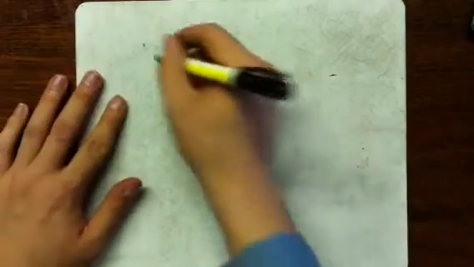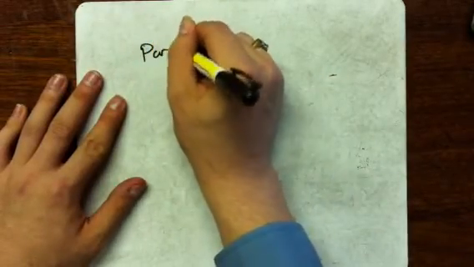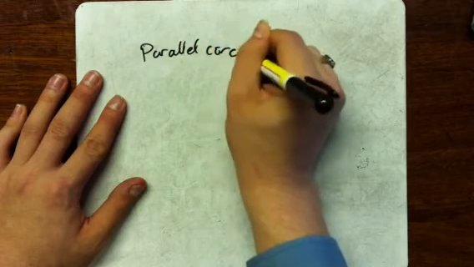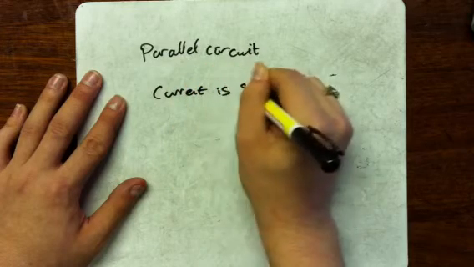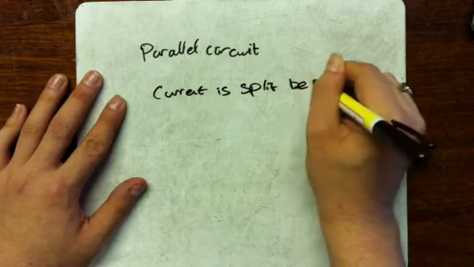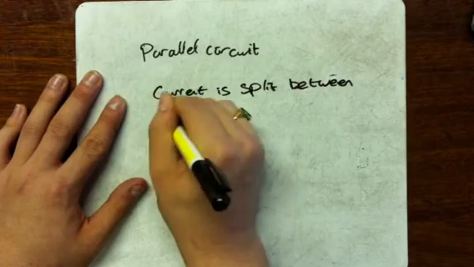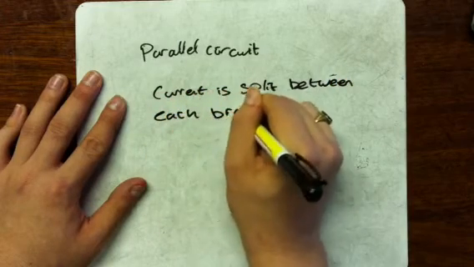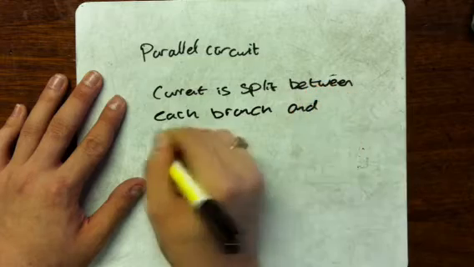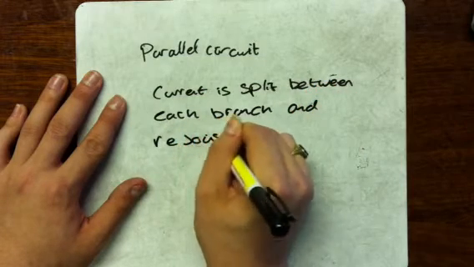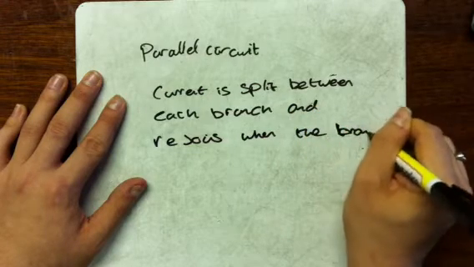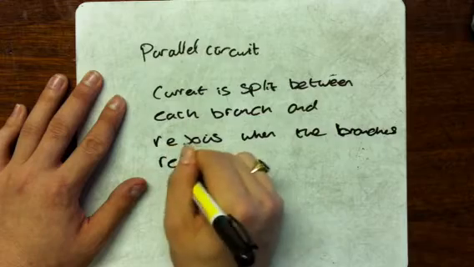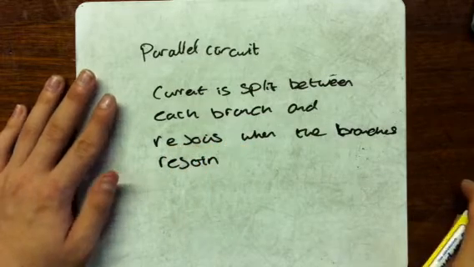So we've talked about current in a series circuit. What about a parallel circuit? Well, in a parallel circuit, current is split between each branch and rejoins when the branches rejoin. I'll show you what I mean.